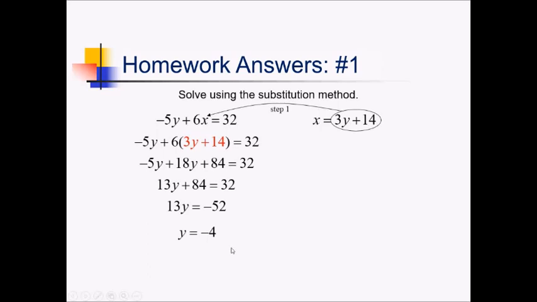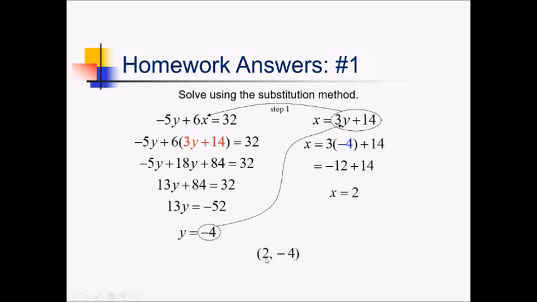Still need to find the value of x. To get that, we'll take this y value of negative 4 and substitute it for the y in the second equation. So we've got x equals 3 times negative 4 plus 14. So that's negative 12 plus 14, which gives us an x value of 2. So my answer then is going to be the point 2 comma negative 4.